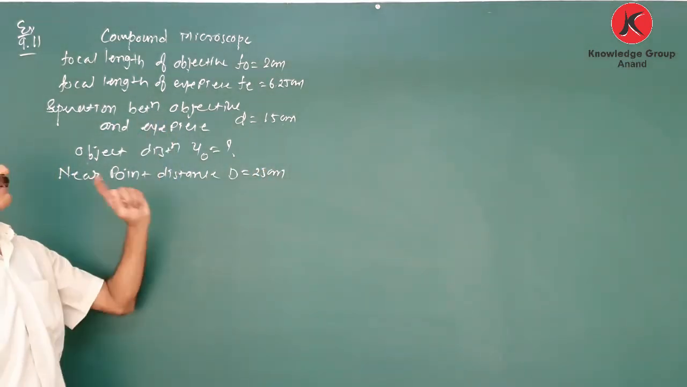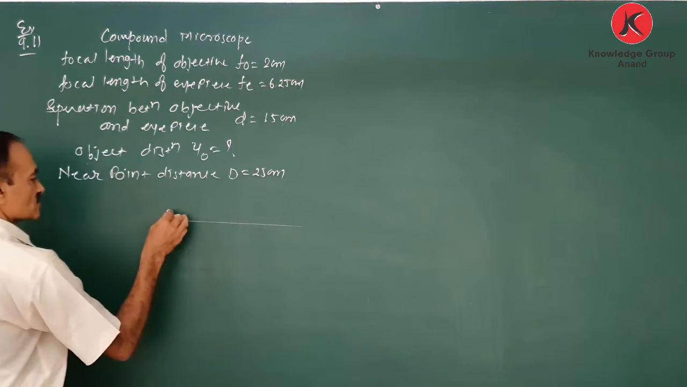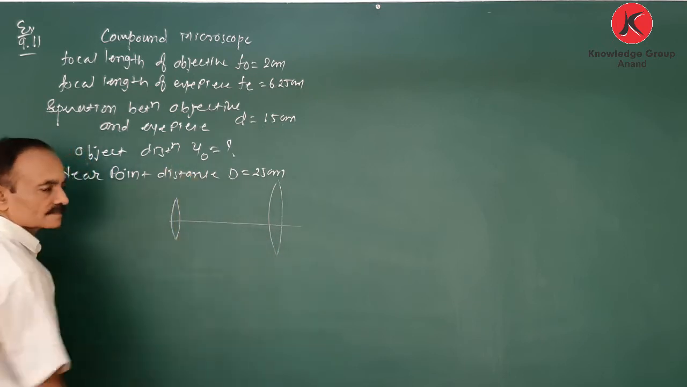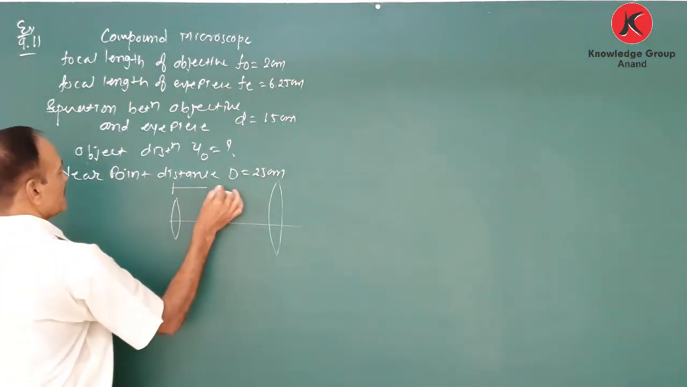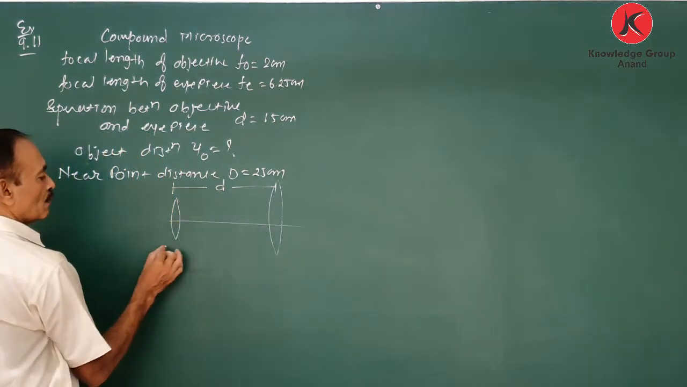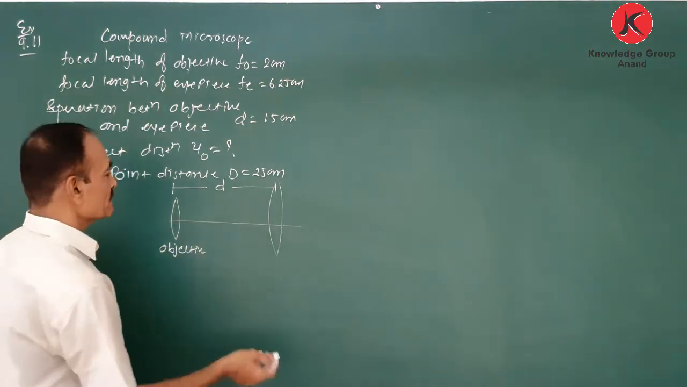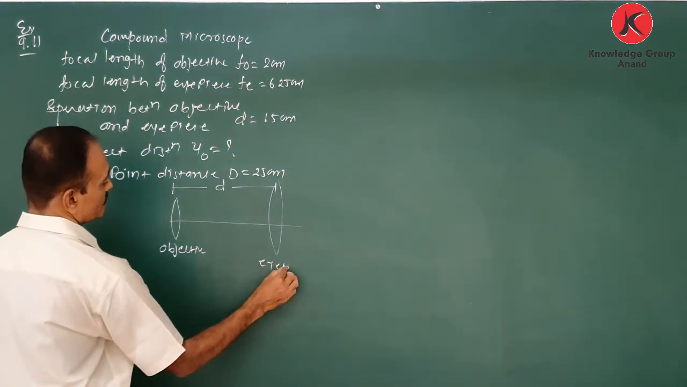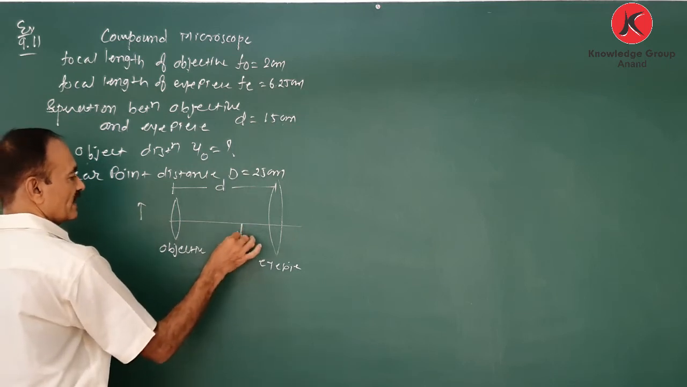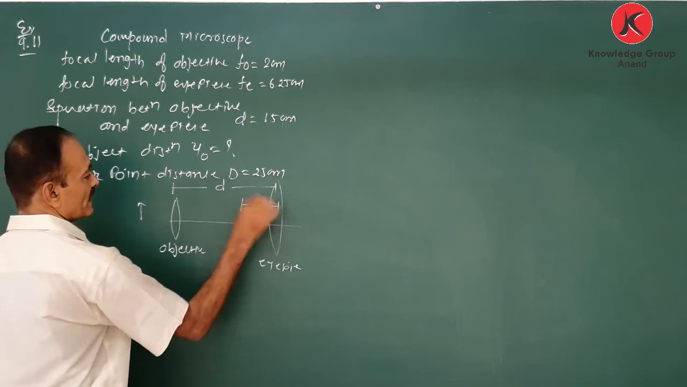Okay. Before starting our discussion, first we should be clear about the situation in a compound microscope. There is the objective, and the eyepiece is larger. The separation between these two is D. Now, whatever image is formed by the objective is obtained near the principal focus of the eyepiece. So the image of this object is formed very close to the principal focus of the eyepiece, that is FE.